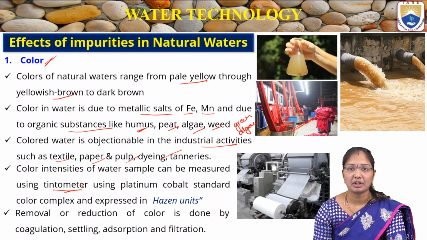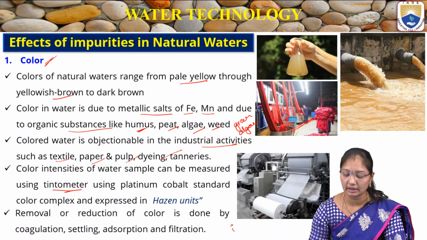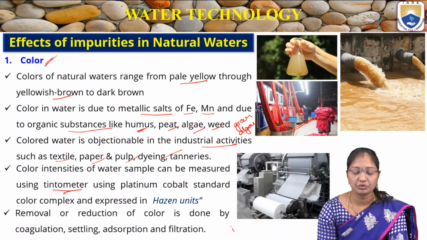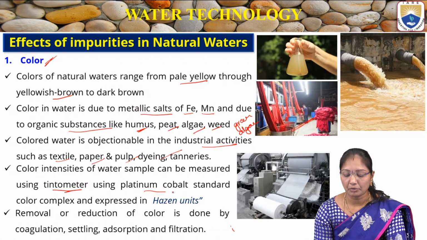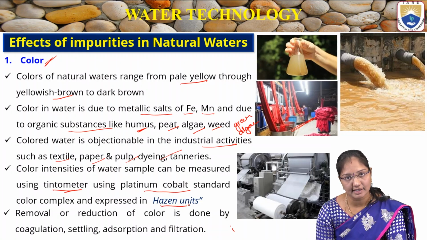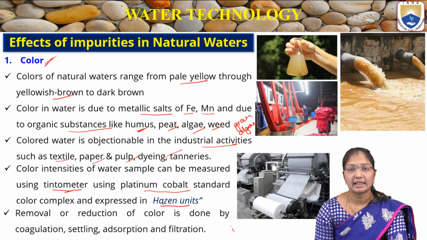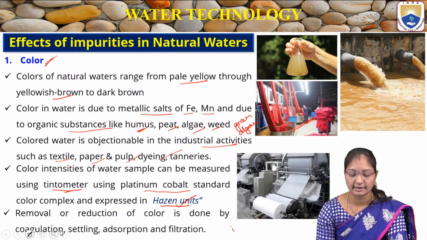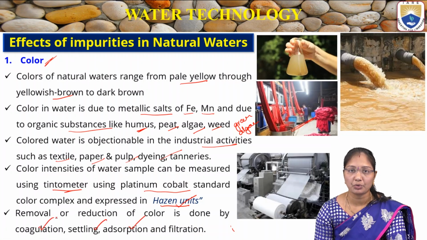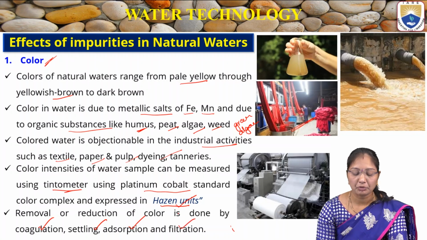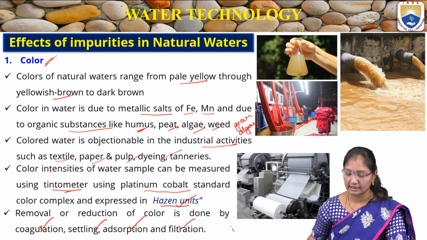So how will we measure how the color is intensified? We use the tintometer with a platinum cobalt standard, and it is expressed in terms of Hazen units. So the color intensity of the water used for industrial purposes is expressed in Hazen units. The removal or reduction of color is done by coagulation, settling and adsorption. These three steps are used for removal or reduction of the color intensity in the water before going for industrial purposes.